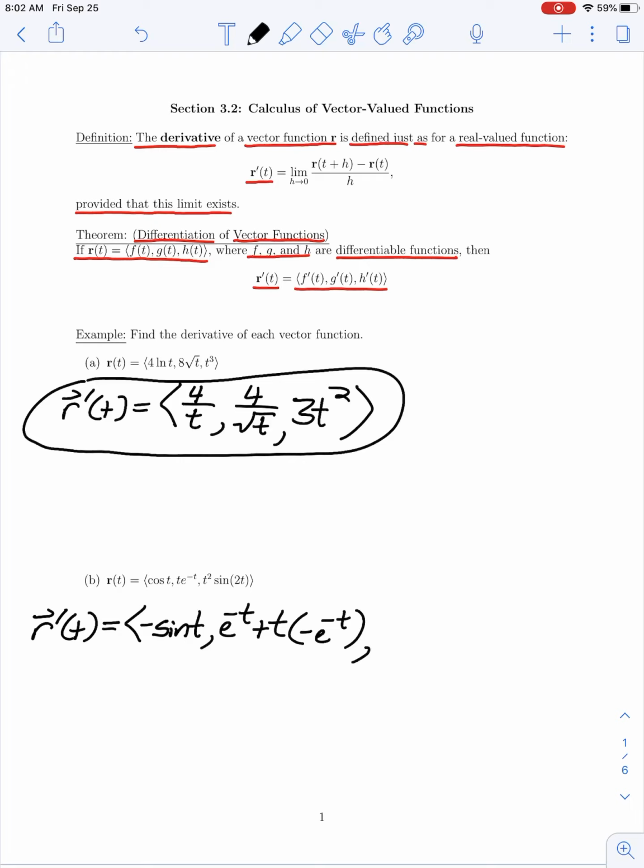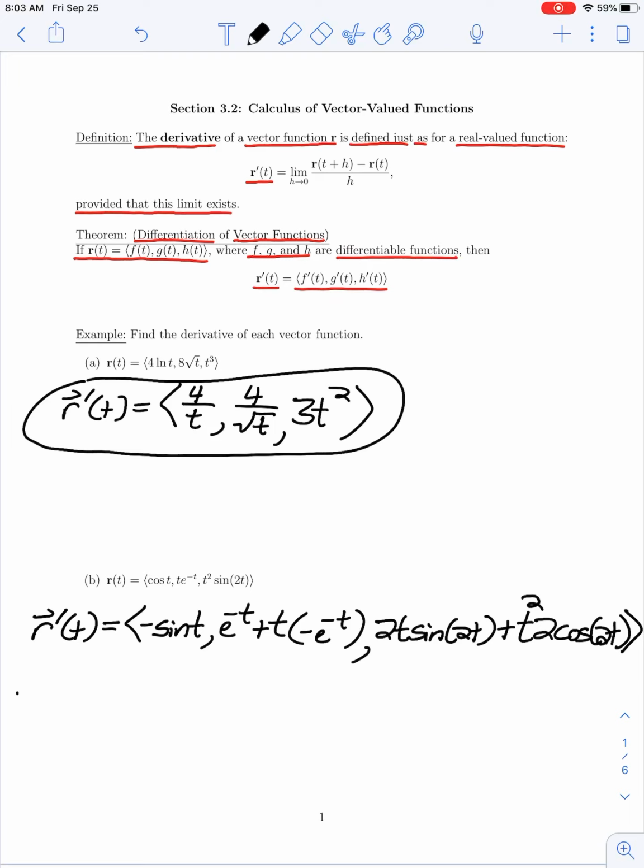And for our last component function, t squared times sine of 2t, again, we have to make use of the product and chain rules to differentiate. So the derivative of the first factor, t squared, would be 2t times the second factor, sine of 2t. And then we add the first factor, t squared, times the derivative of sine of 2t, which by the chain rule is 2 cosine of 2t.